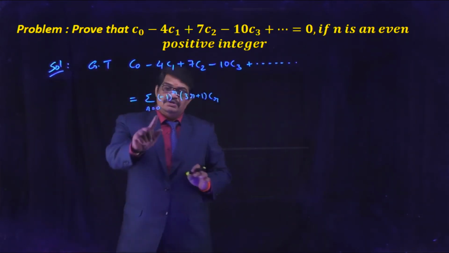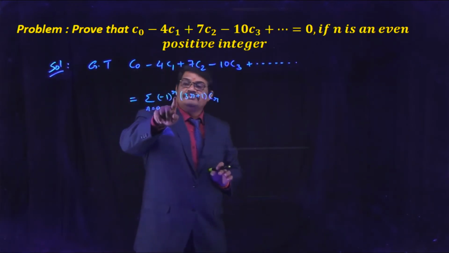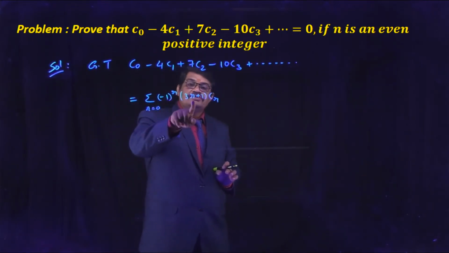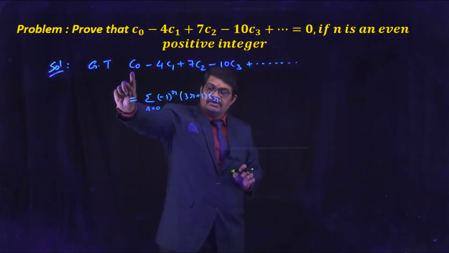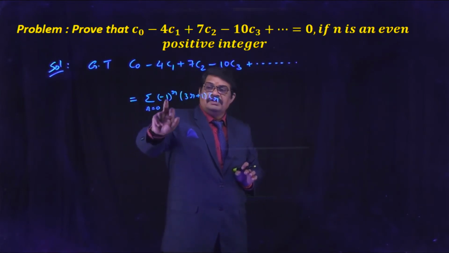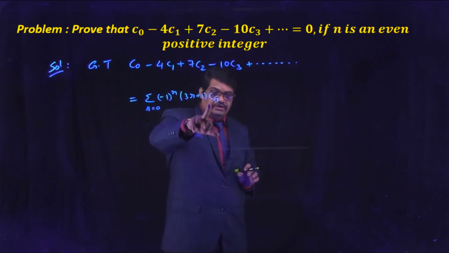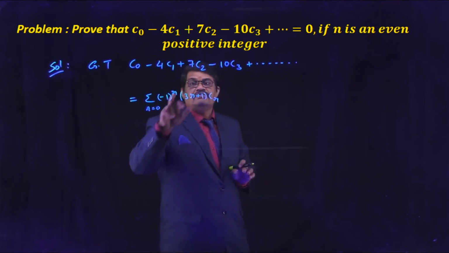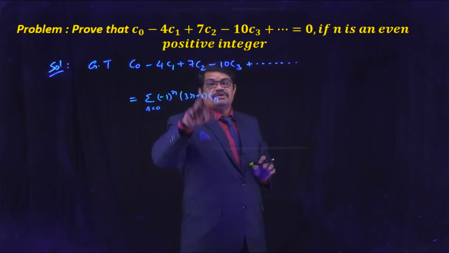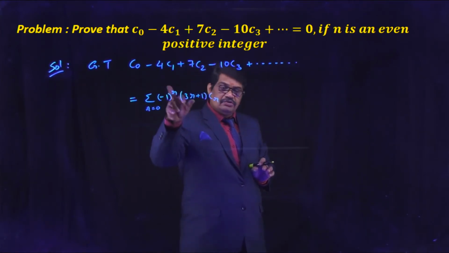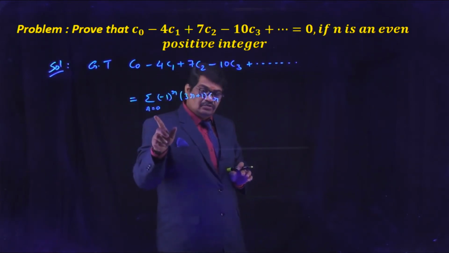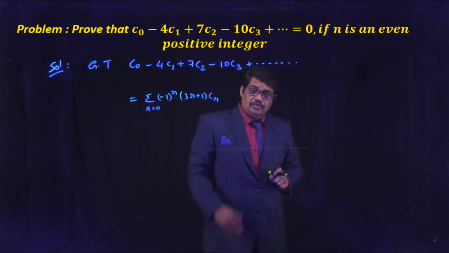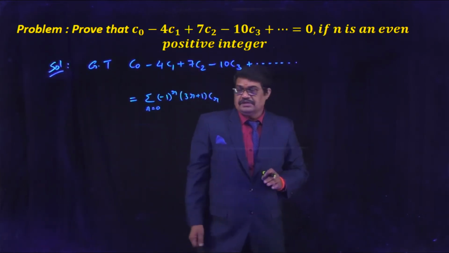If we take r equal to 0, then minus 1 to the power of 0 is 1, and 3 into 0 plus 1 into C0 gives the first term. If r is equal to 1, we get minus, 3 into 1 plus 3 is 4C1. If r is equal to 2, then 2 into 3 is 6 plus 1, that is 7C2, and minus 1 whole squared is plus. So these are the terms we get for r equal to 0, 1, 2, 3 and so on. This is the notation of the given series.